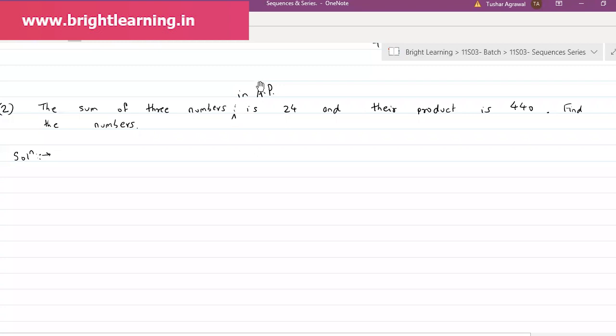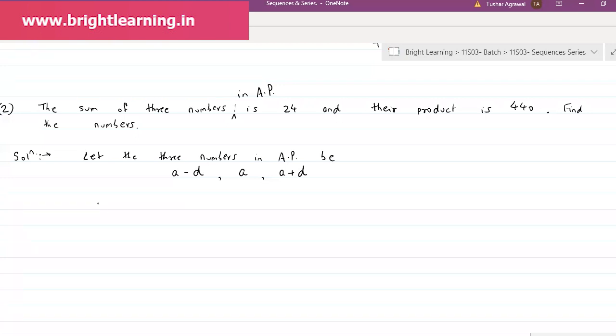So three numbers are in AP whose sum is 24. So I will not take the three numbers as A, A plus B, and A plus 2B. Let the three numbers in AP be, which I will take as some middle term. I will take A, the next term A plus D. So the common difference automatically becomes D only. The previous term becomes A minus D.